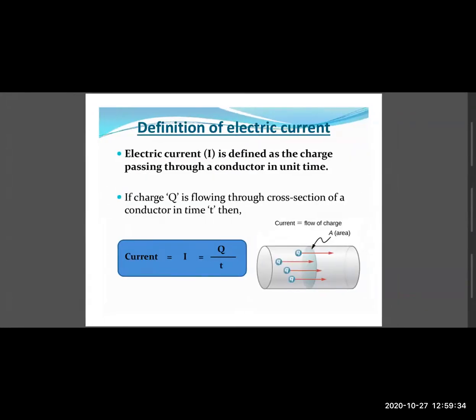Then the definition of electric current we saw. Electric current I is defined as the charge passing through a conductor in unit time. So current I is given as Q upon T, where Q is the charge flowing through the conductor, and T is the time for which the current is flowing. So the current flowing is inversely proportional to time, and accordingly you will get the current.